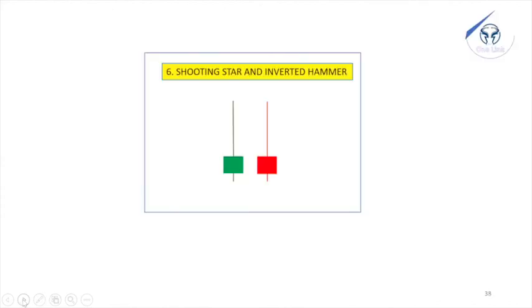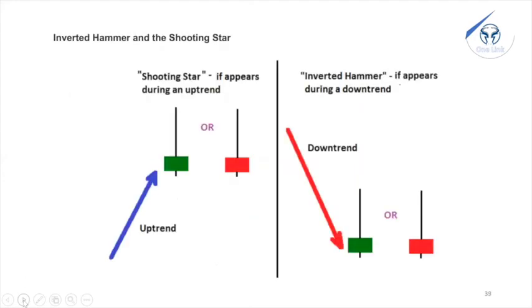So this is the shooting star and inverted hammer. Shooting star and inverted hammer are the same thing. Just now we covered the hammer and the hangman. Now I'm going to talk about the shooting star and the inverted hammer. Same form upside down. When you see a shooting star form like this, a reversal is going to happen. That means the bears are in control.